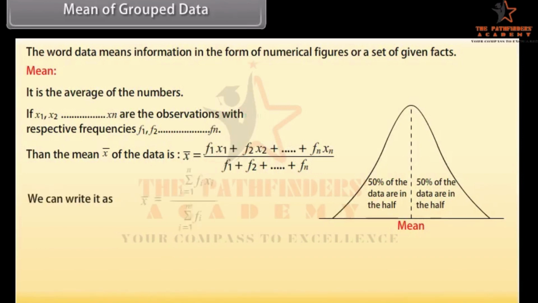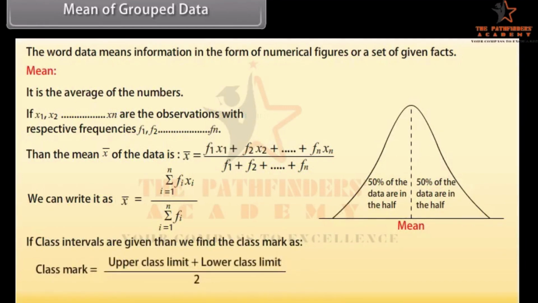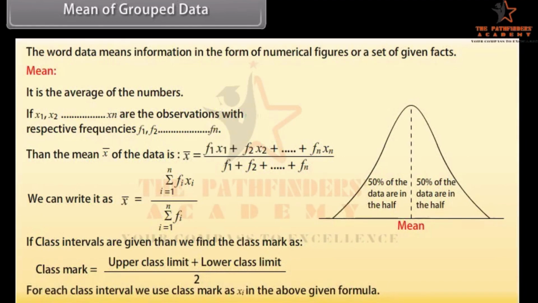We can write it as x bar equals summation from i equals 1 to n of the product of fi and xi, divided by summation from i equals 1 to n of fi. If class intervals are given, then we find the class mark as class mark equals (upper class limit plus lower class limit) by 2. For each class interval, we use the class mark as xi in the above given formula.